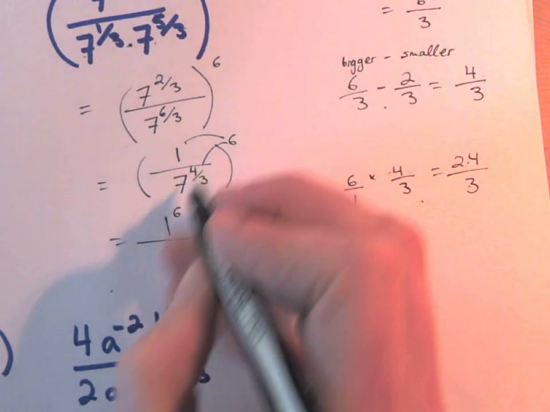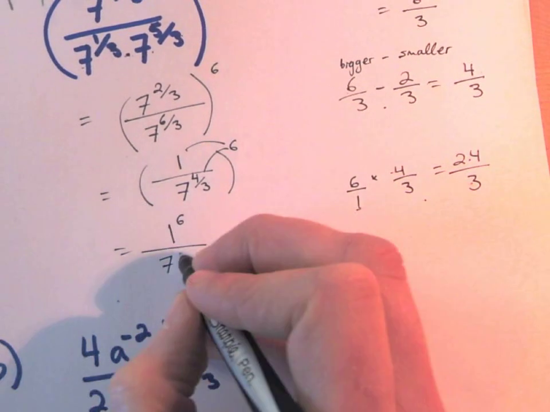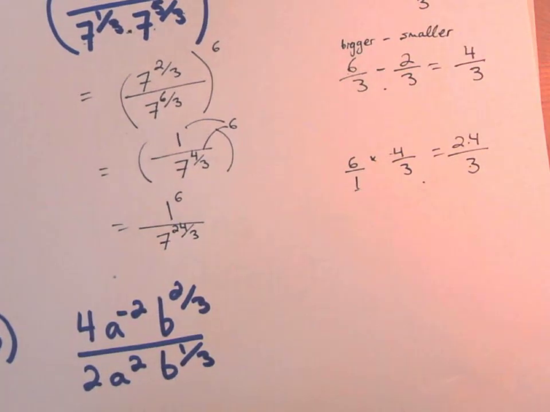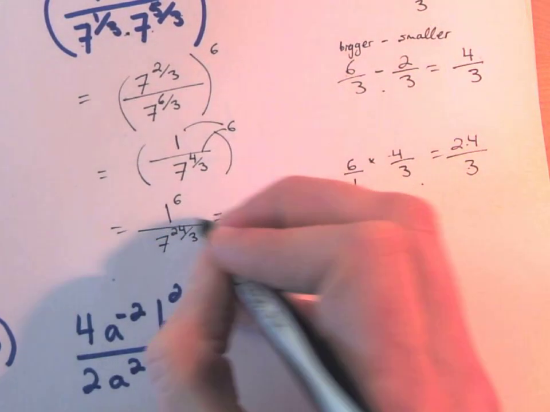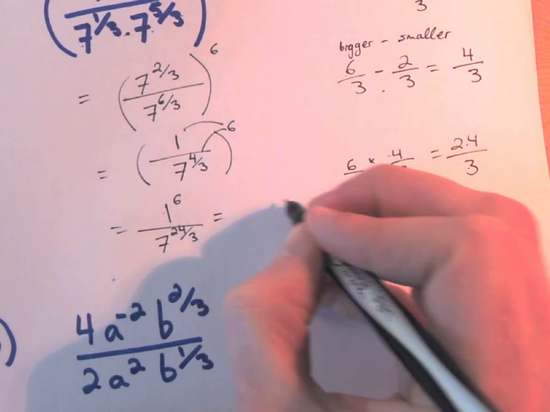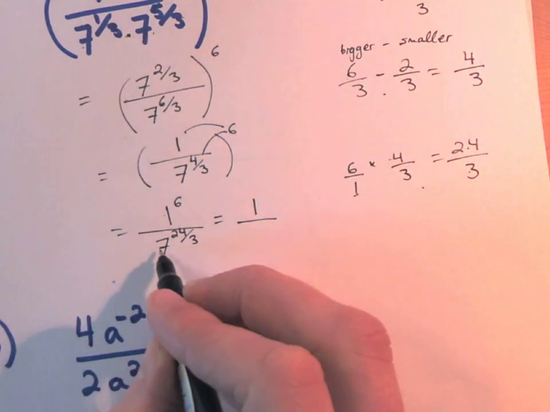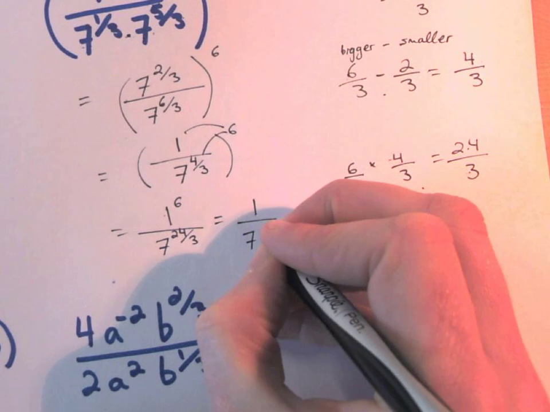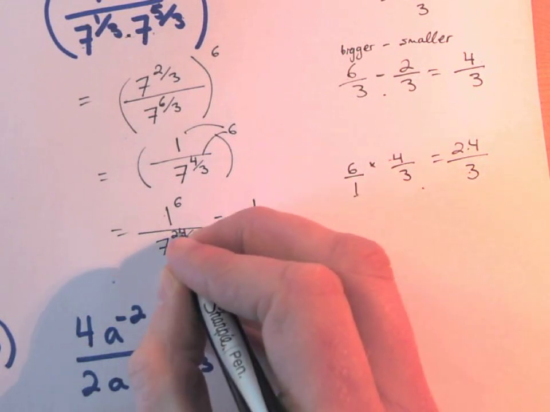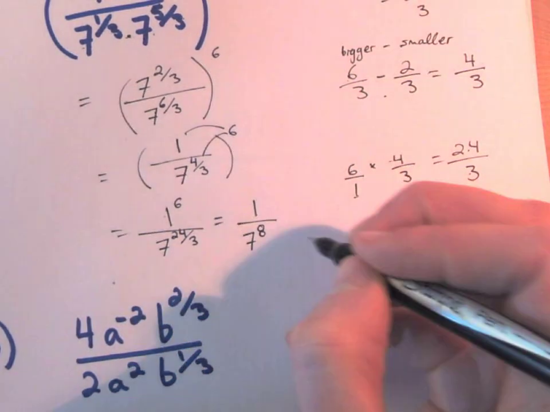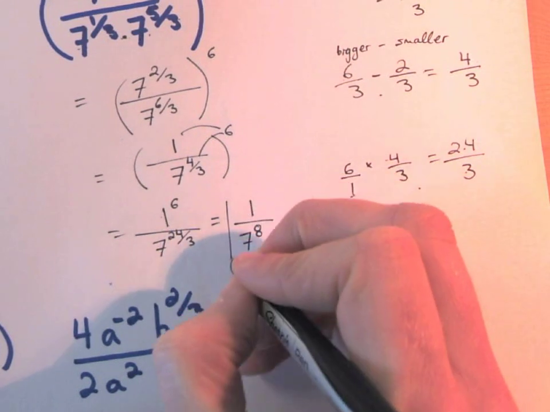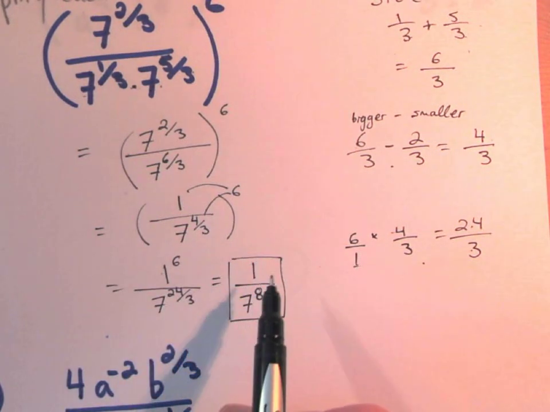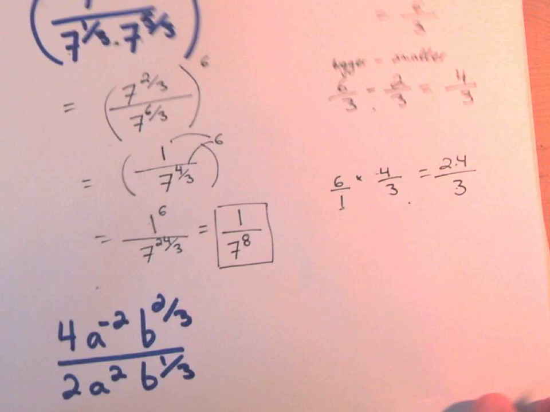So overall, our 1 down here is 1 to the power 24 over 3. And then overall 1 to the power 6 is just the same as 1. And then 24 over 3 can be reduced to just an 8, because 3 goes into 24 8 times. And then that's our simplest version. So this complicated thing is the same thing as this simple thing.